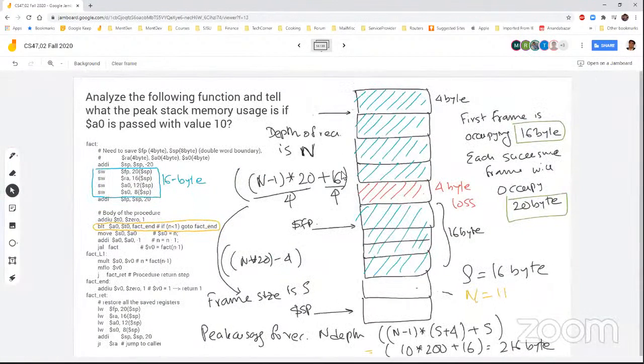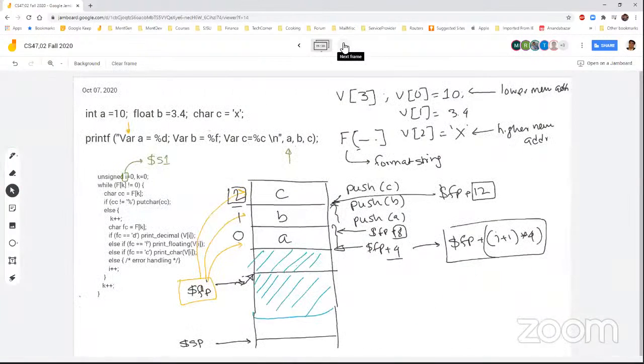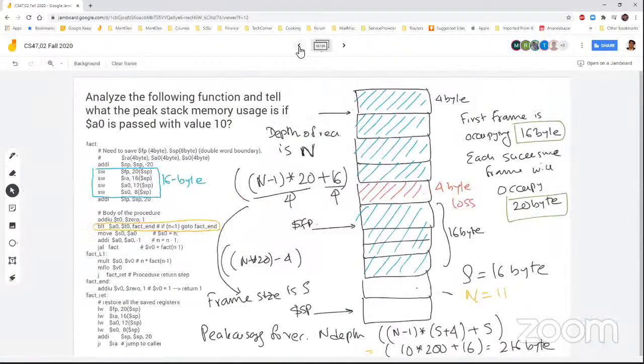Oh, this one, right? So here, okay. So this is a function. This is a function that gives you the recursion. So what we are looking at is, first of all, we determine the frame size itself is 16 bytes.